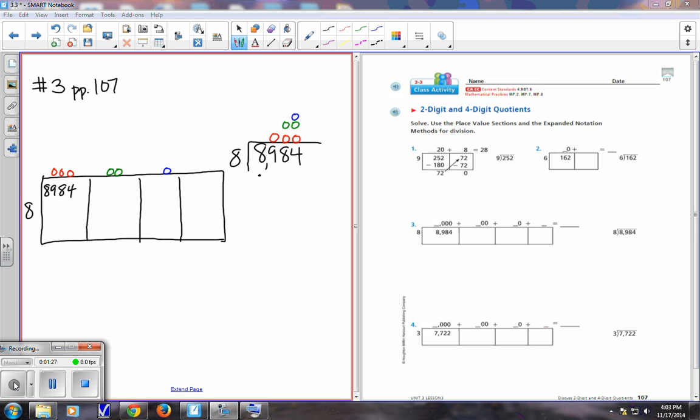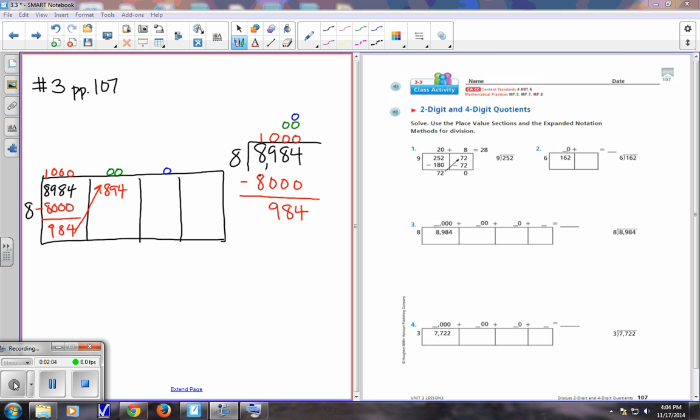So if I'm looking at 8, how many 8s go into 8? 1. Only 1 fits in there. 1,000 times 8 is 8,000. I'm going to carefully subtract, and I get 984. 8,000. Subtract. I'm going to take this 984 and move it to the top. I'm now looking at the hundreds again.